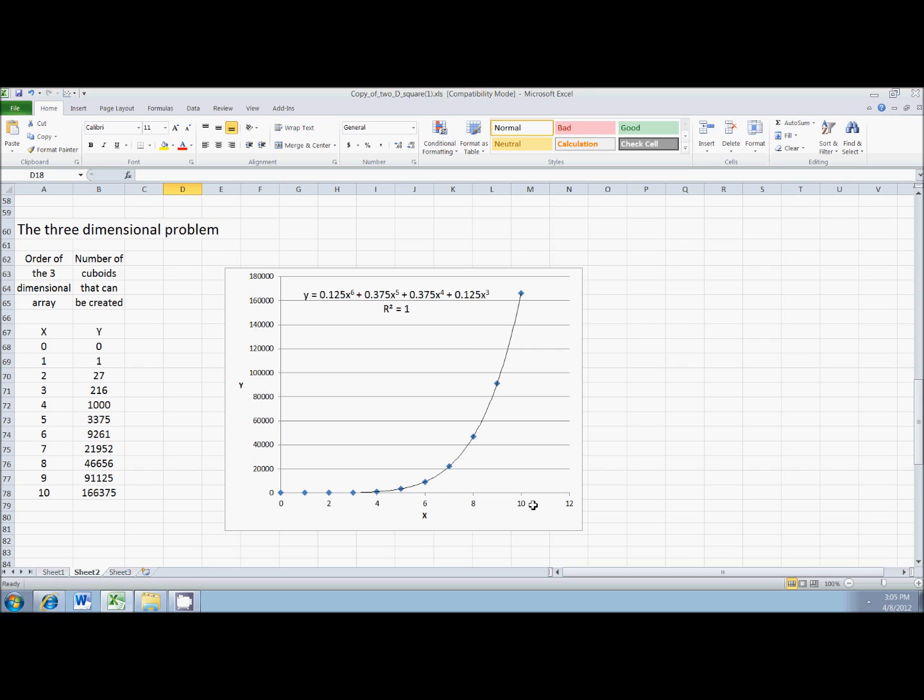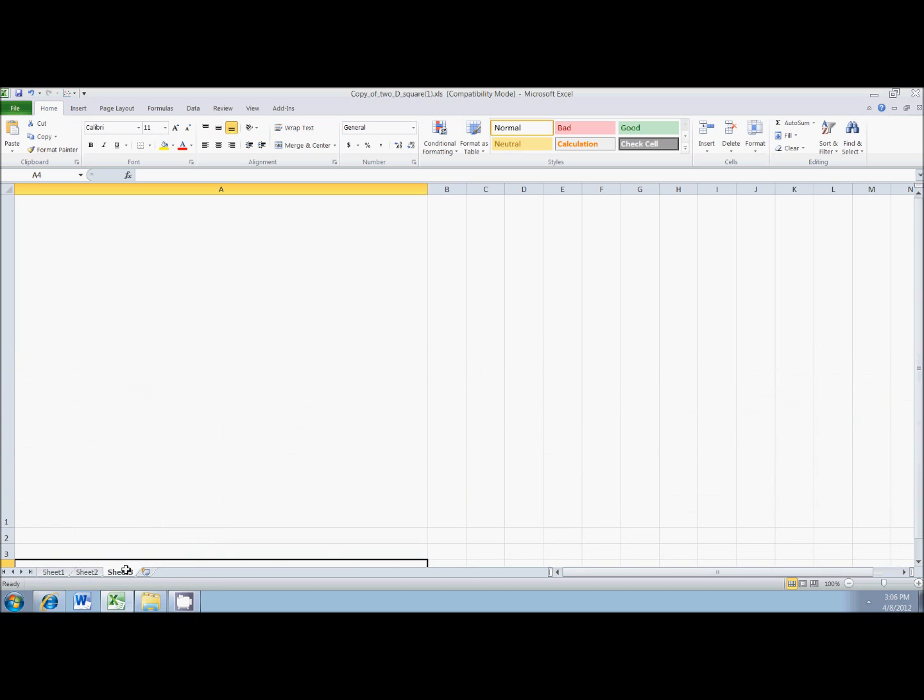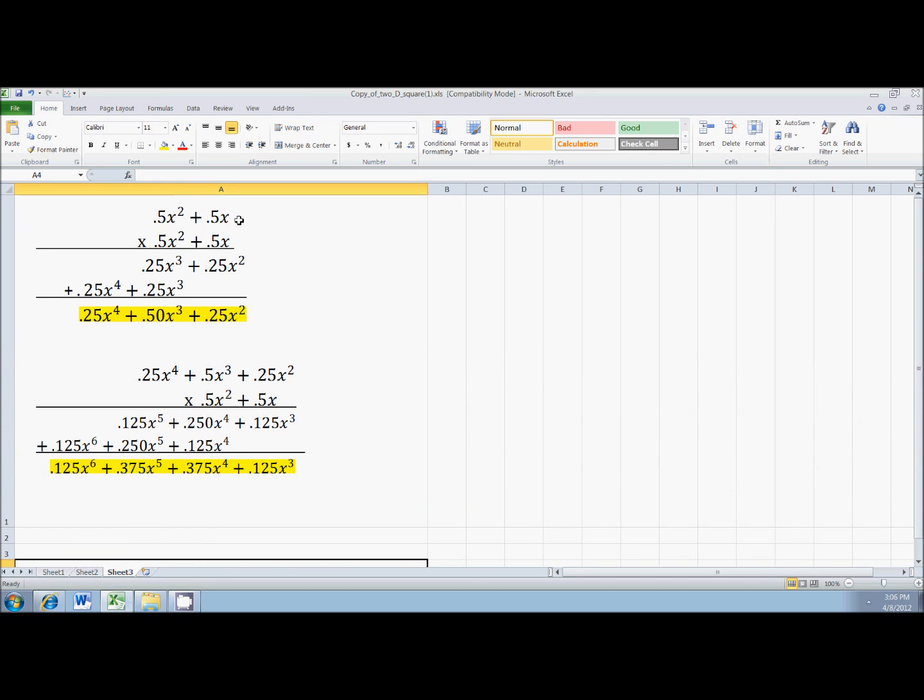When you look at the mathematics of it, Excel will show you that y is equal to 0.125 x to the 6th plus 0.375 x to the 5th plus 0.375 x to the 4th plus 0.125 x to the 3rd. And this is the cube of the one-dimensional problem, which I have shown here. Here's the one-dimensional solution. If we square it, we get the two-dimensional solution. If we take the two-dimensional solution times the one-dimensional solution, we get the three-dimensional solution.